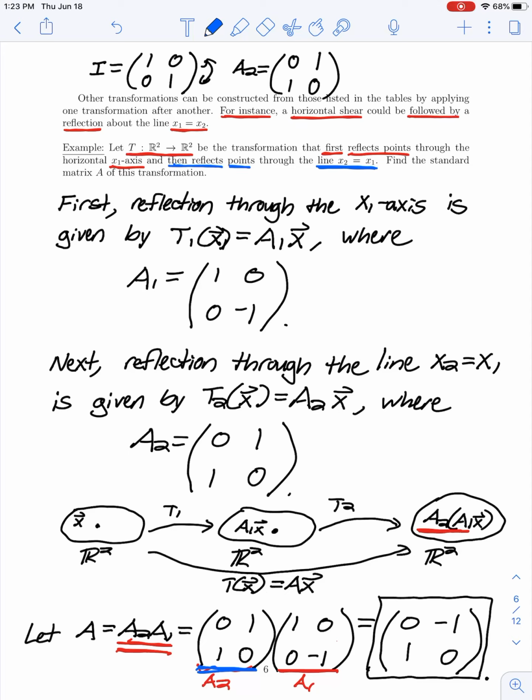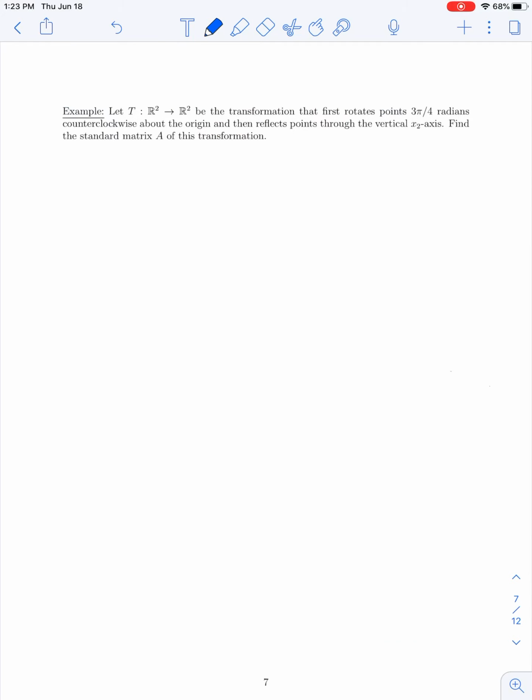So my second row, 0, 1, becomes the first row, and my first row, which was 1, 0, becomes the second row. Now in chapter 2, when we define matrix multiplication, we can get this product a little more easily, but for now we have to think about it sort of intuitively. So let's look at another example.